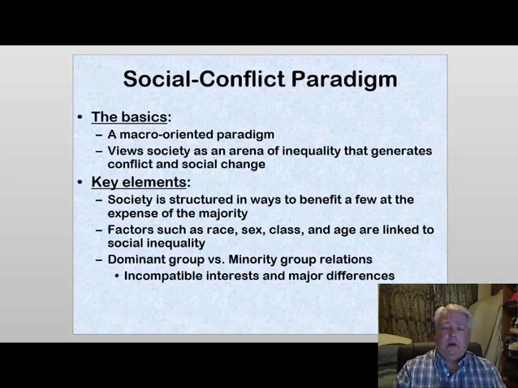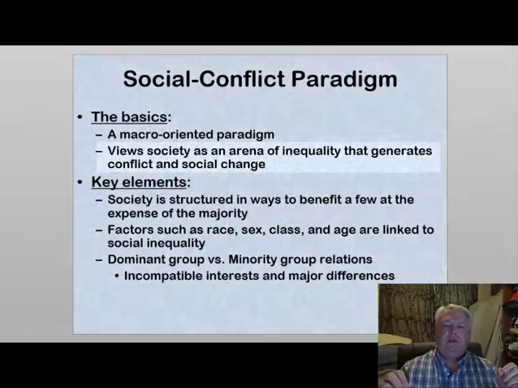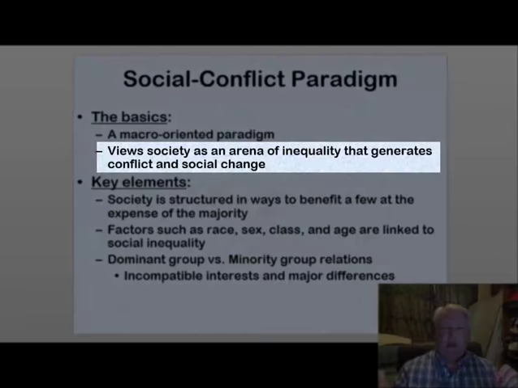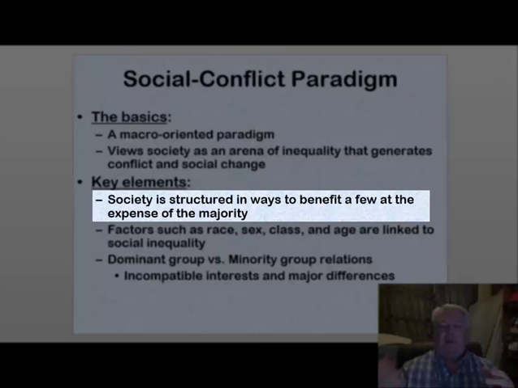Now, out of his initial criticisms of capitalism and of the Industrial Revolution came an entire paradigm in sociology that focuses on things like inequality. They view society as an arena of inequality that generates conflict and social change. That's their argument: that society is structured in ways that benefit a few of the people at the top at the expense of the majority.